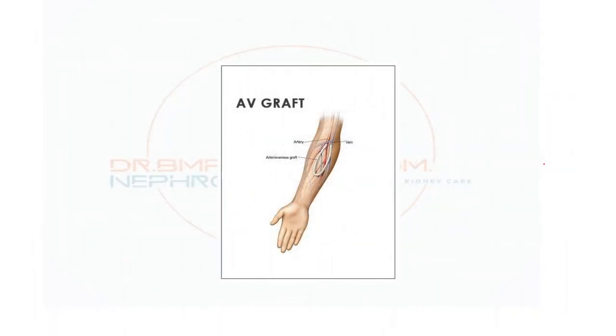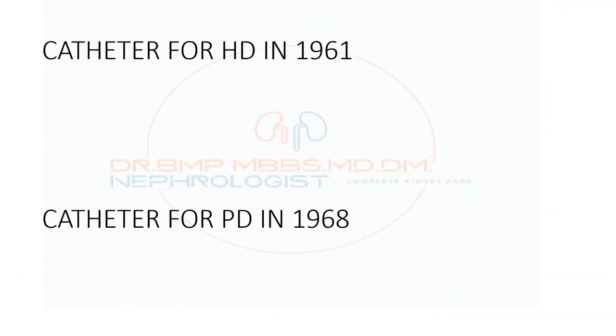And subsequently, arteriovenous graft. What is this arteriovenous graft? It is nothing but the connection between the artery and the vein through some graft material. Nowadays, synthetic materials are available. The hemodialysis catheter for hemodialysis was started in 1961. The peritoneal dialysis catheter was introduced in 1968.